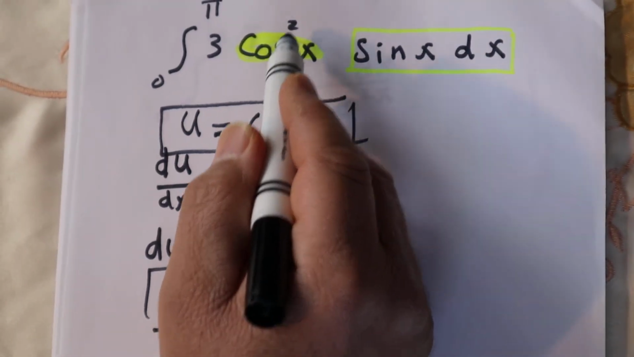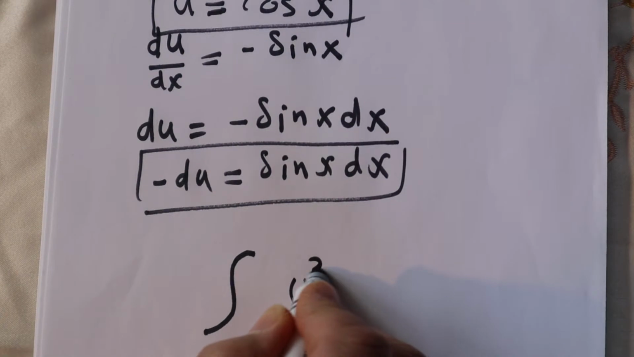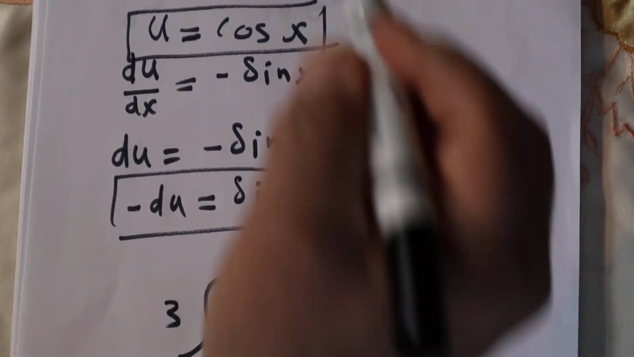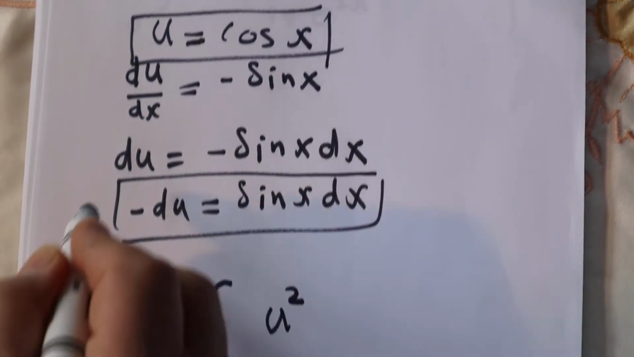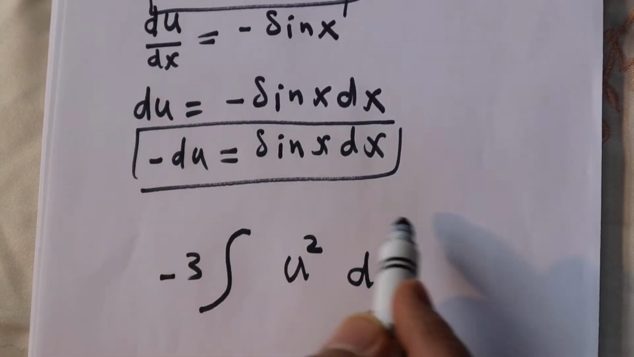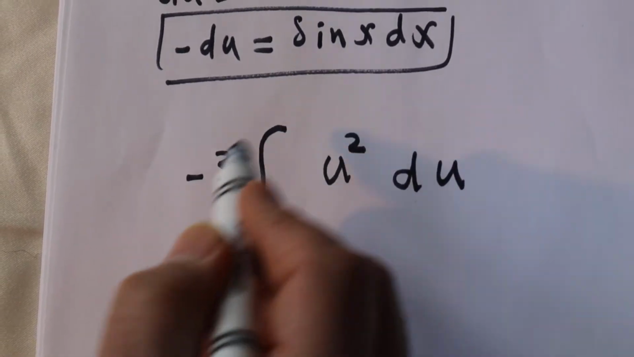So cosine square will be u square, remember. And we could kick the 3 outside. And then sine x dx will be negative du. We set the negative over here, and here's du. This is the new function, easy and simple to integrate. Now we're looking for the new bounds.